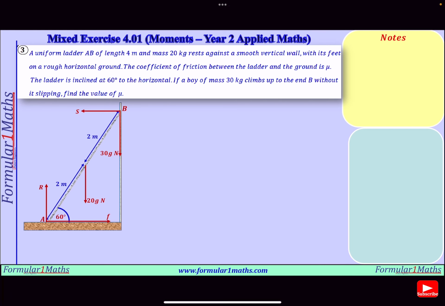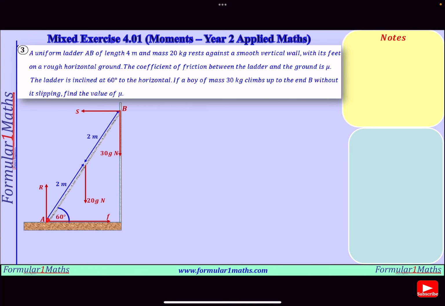We need to take moments to be able to calculate mu. Before we take moments, we will need to find the respective perpendicular distances of the lines of action of the force from a particular point about which we will take moments. So I will take moments about this point A, and so I will calculate the respective distances of the lines of action of the forces from A.